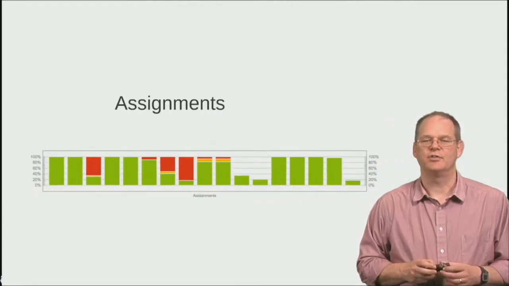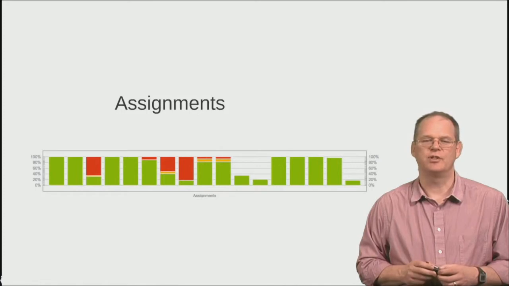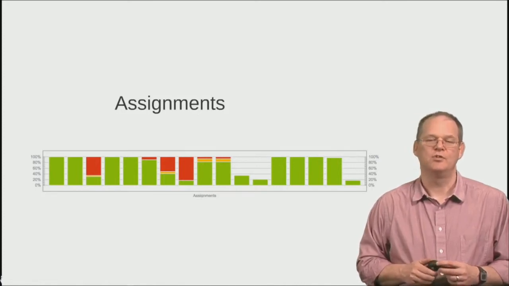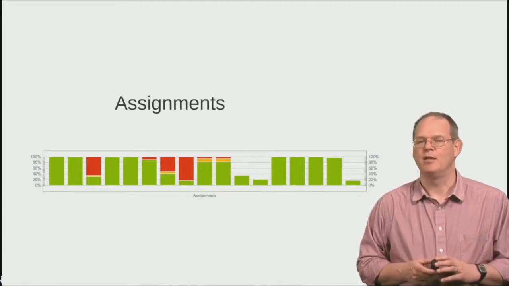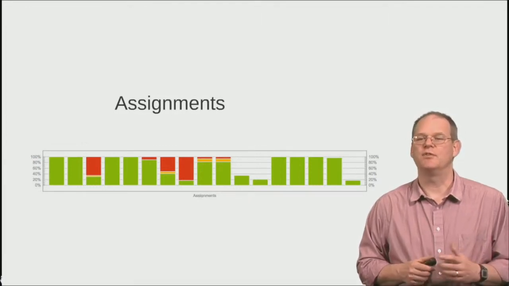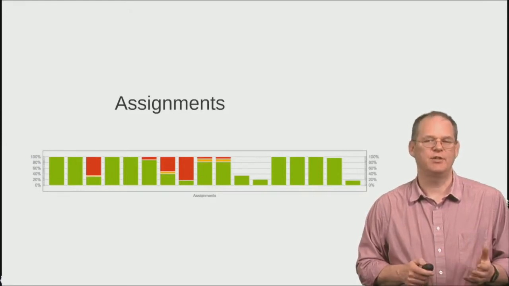The next thing that you'll see are assignments. And this shows you the timeliness with which students have been turning in the assignments in your course. So this might tell you something about did students not understand when a due date was, or was the assignment too difficult and they weren't able to complete it on time? Information like that.